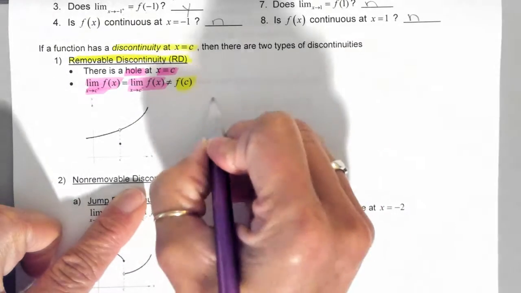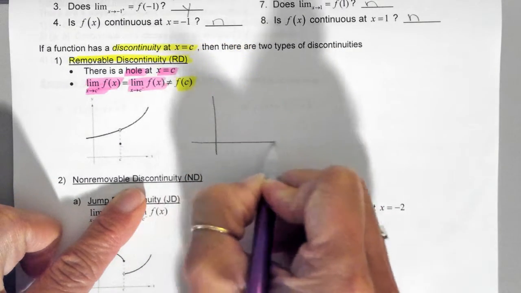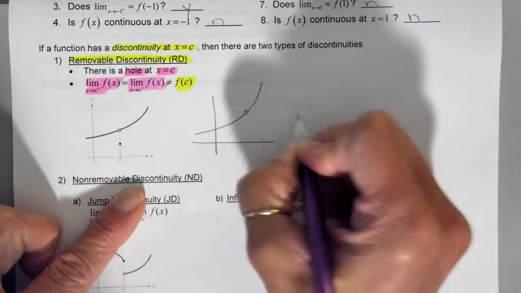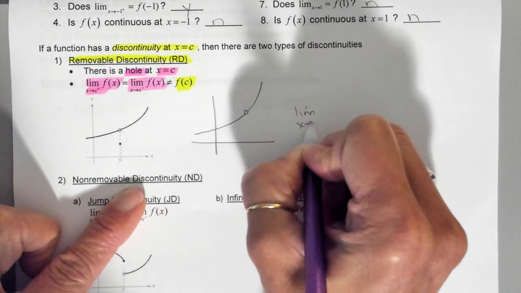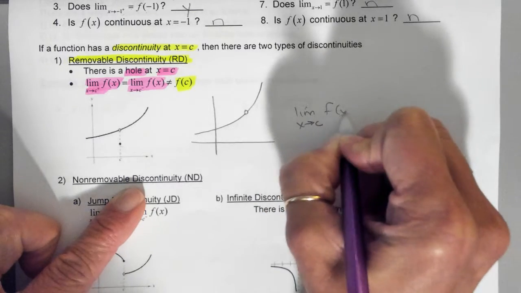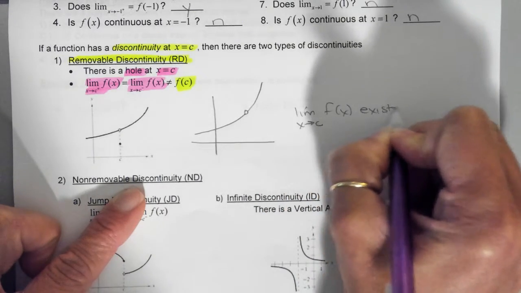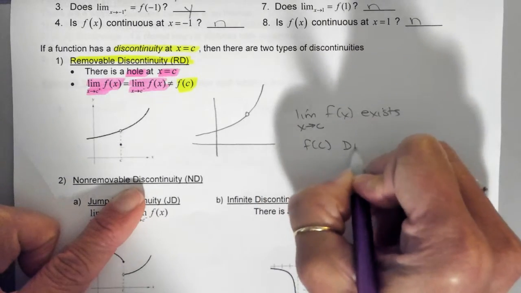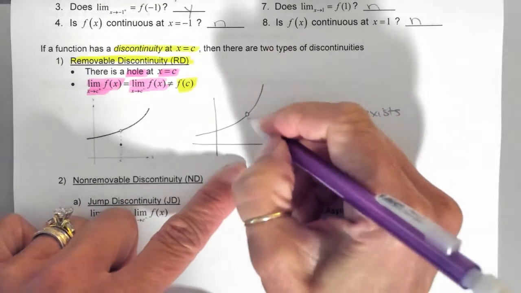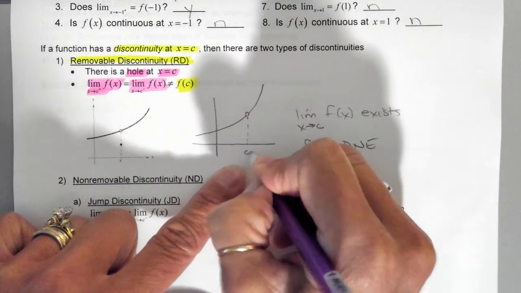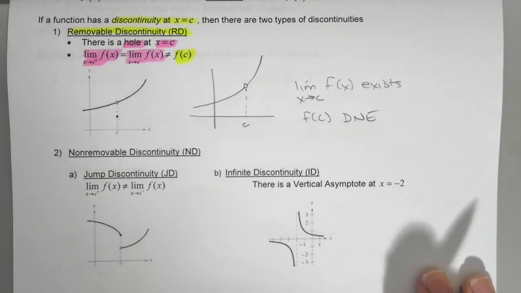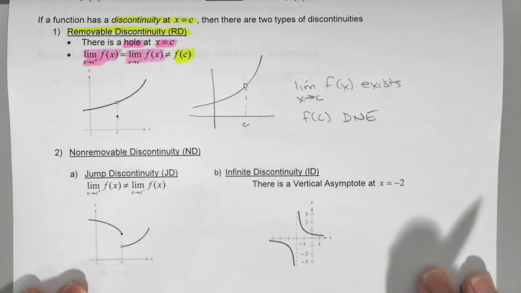But you could also have a graphic scenario here in which your limit exists, right? So we have the limit as x approaches c of f of x exists, whatever that value is, but f of c does not exist. There is no point there at this given value c right here. Does that make sense? Okay, so it's just a possibility. Anything could happen.